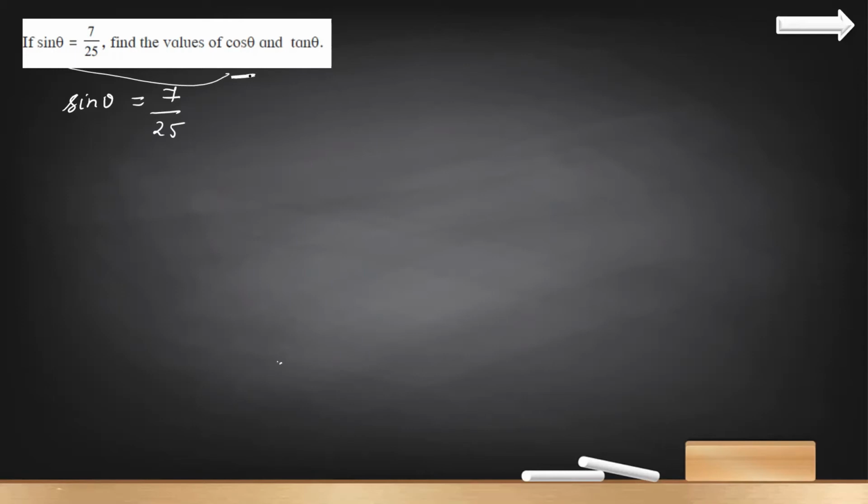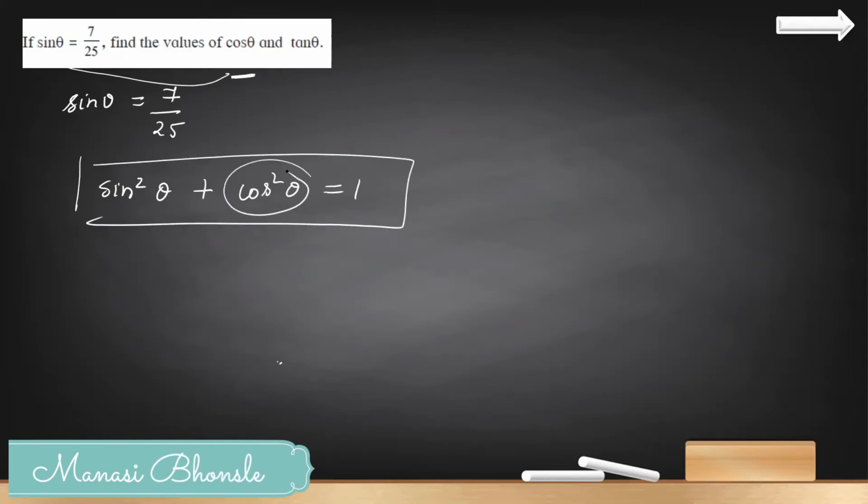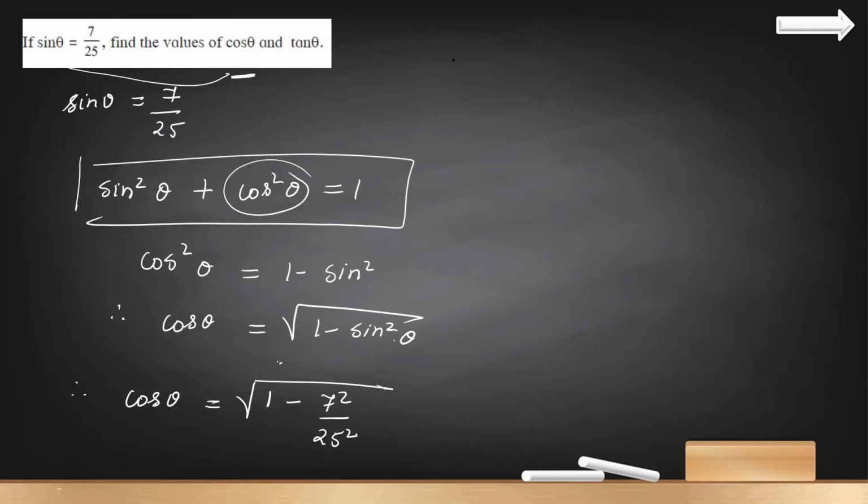Now, I have an identity with sine and cos, so I will write down sine square theta plus cos square theta equal to 1. What do I want? I want cos theta, so I'll keep it over here on the LHS side. Cos square theta is equal to 1 minus sine square theta, and hence cos theta is equal to under root of 1 minus sine square theta, right? So now let us find out cos theta. Let us substitute the value of sine theta. Cos theta equal to under root 1 minus sine square theta, so 7 square upon 25 square.